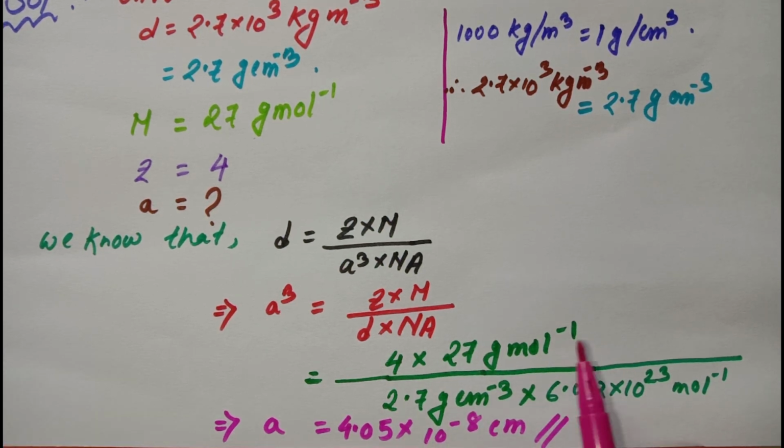Now putting all the values here, we can find the value of a. So the value of edge length will be 4.05 × 10^-8 centimeter. This is the answer of this question.